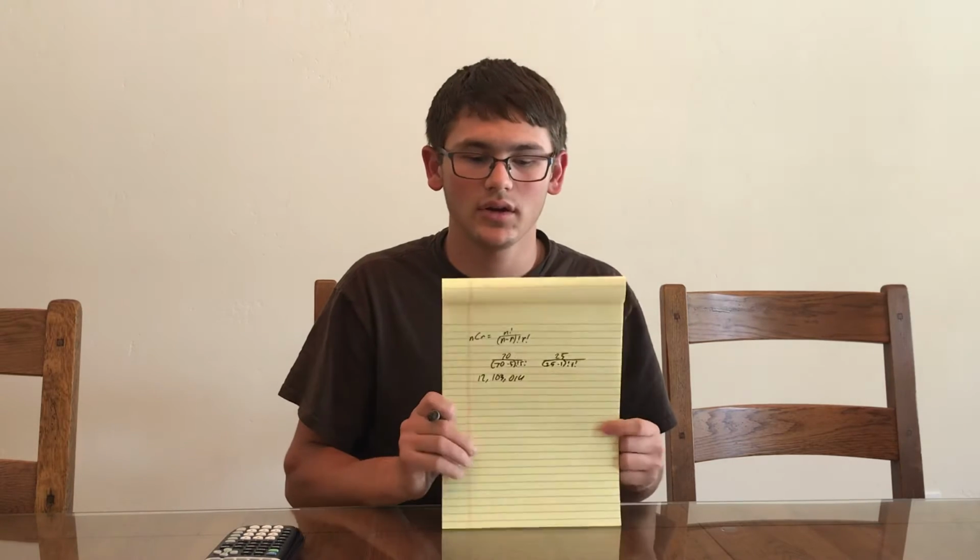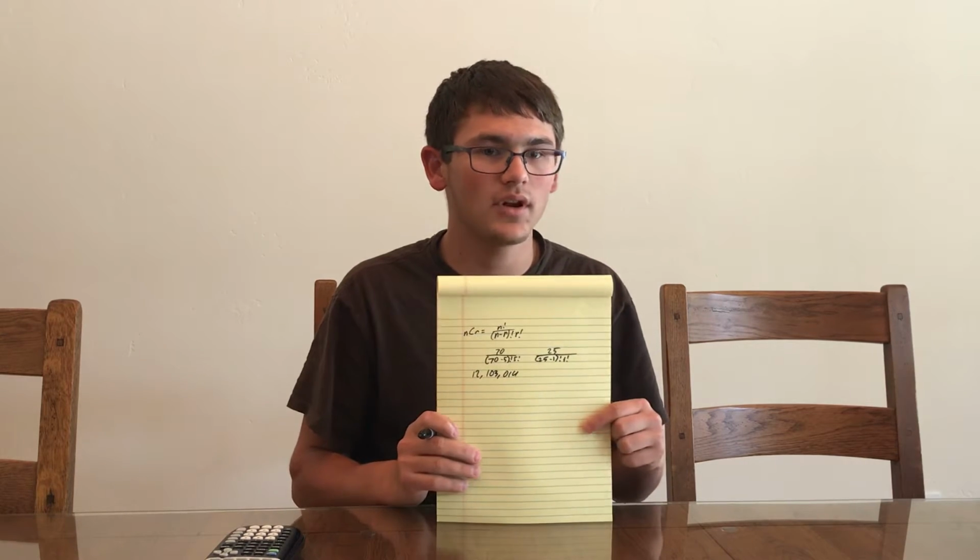12,103,014. So that is the probability of picking the correct 5 numbers between 1 and 70 in our Mega Millions lottery game. Now, the way we can do this on paper without having to use the calculator is this.